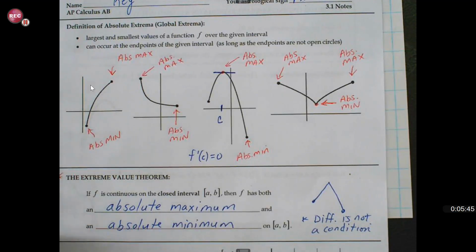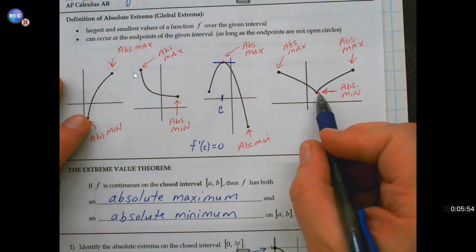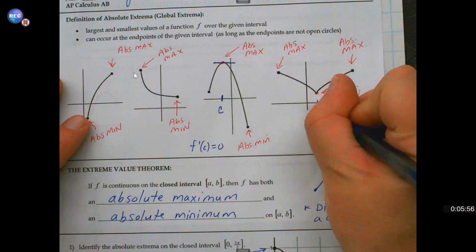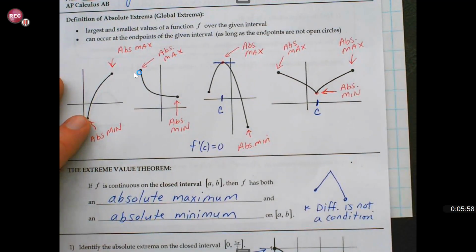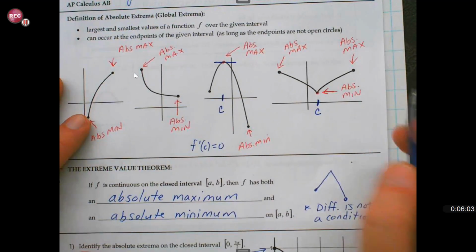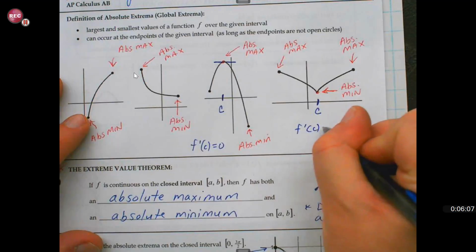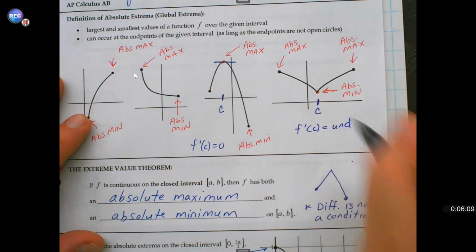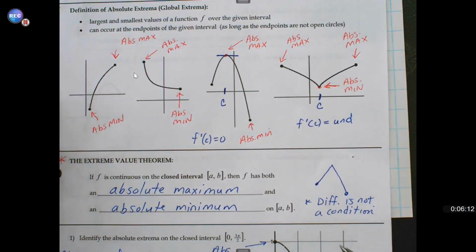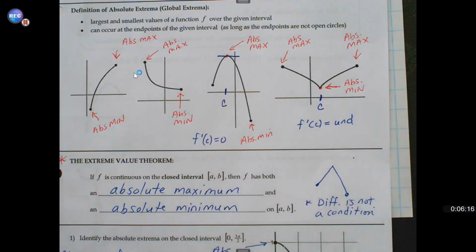And then the other thing that would make something a critical number is if f prime of c is undefined. So if we go to this graph that has the cusp, we label that spot c. We know that the derivative is undefined at the cusp. It doesn't exist. So this would be an example of f prime of c being undefined. So in those cases, the value of c would be a critical number on the graph.